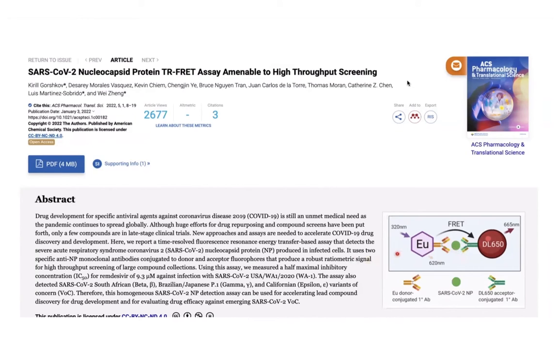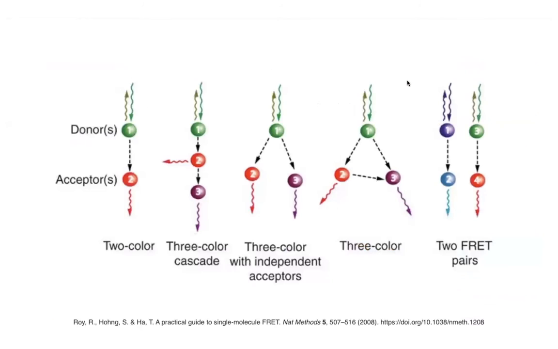And so this can be used to detect the presence of the virus, as well as to screen for things that prevent the virus from infecting cells. So very cool strategies that you can use for FRET. This is an example with using antibodies as a way to prevent having to actually label your protein itself. There are also all sorts of strategies where instead of just having one donor and one acceptor, you can have multiple colors and multiple pairs and all sorts of really complicated schemes that I'm not going to get into.